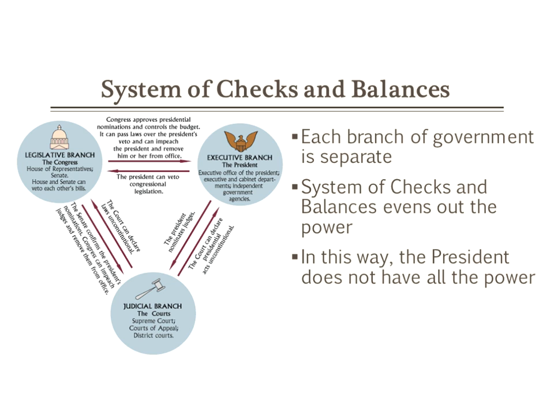And then between the executive and legislative branch, the president can veto congressional legislation so that a bill does not become a law in the final end. Congress, however, approves presidential nominations, and they control the budget. It can pass laws over the president's veto and can impeach the president and remove him or her from office. And so we're going to talk about each of those aspects of the legislative branch in more depth.